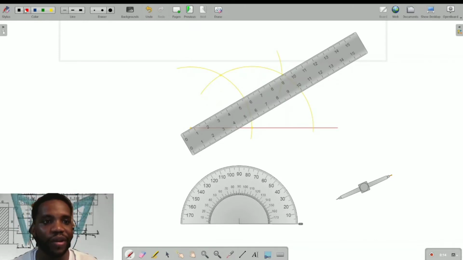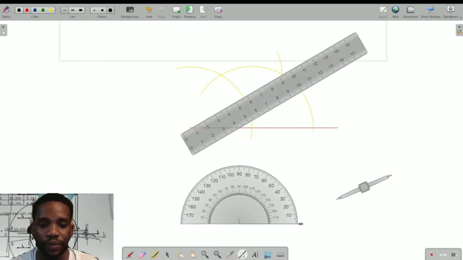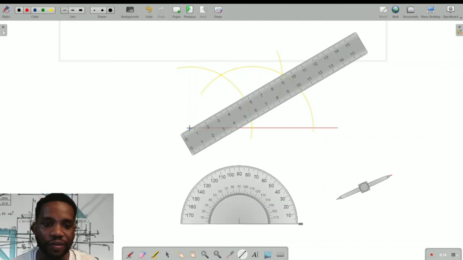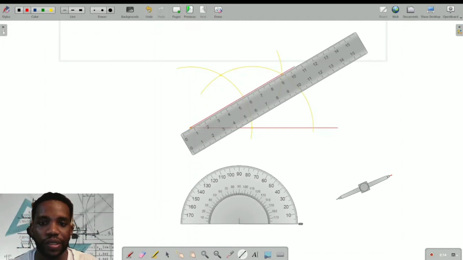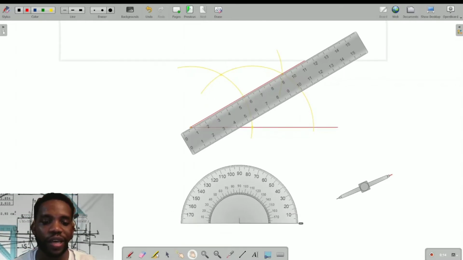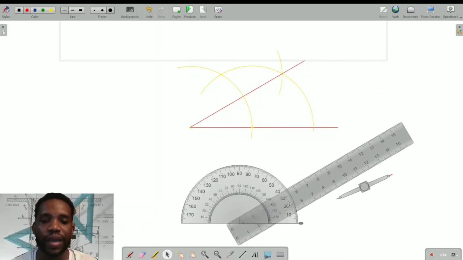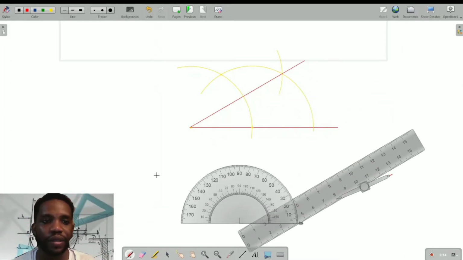Now I'm going to go back to my red line, and I'm going to draw this line right here from right here, going all the way right through the center there. There we go. Now I can remove my ruler, and this angle right here should be a 30 degree angle.